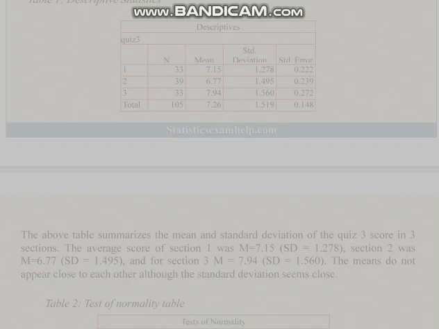Tests of normality: Kolmogorov-Smirnov and Shapiro-Wilk, statistic, DF, Sig. Table 2, Test of Normality Table. Quiz 3: 0.148, 105, 0.000 for Kolmogorov-Smirnov; 0.946, 105, 0.000 for Shapiro-Wilk. Lilliefors significance correction.